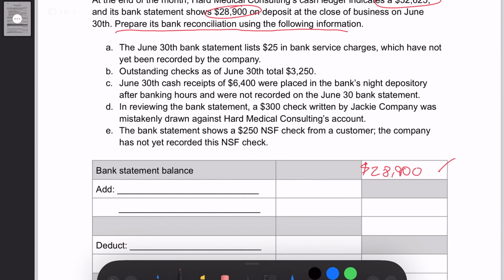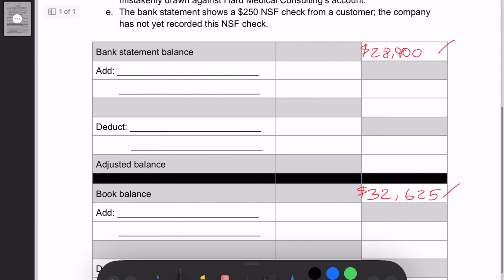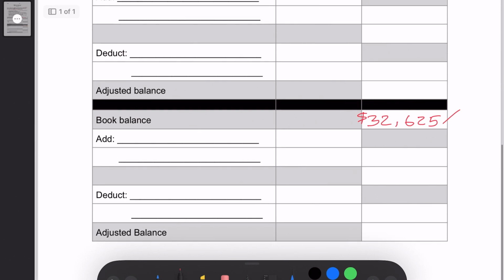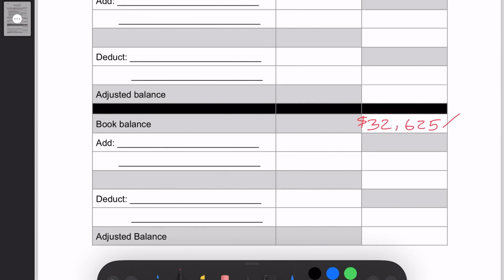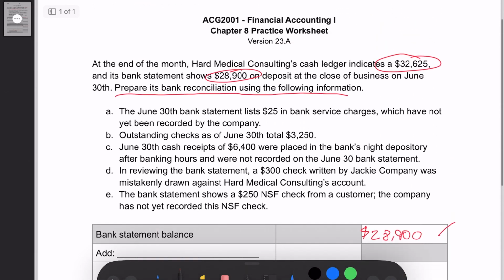So let's read part A. The June 30th bank statement lists $25 in bank service charges, which have not yet been recorded by the company. Like we discussed briefly in our rules of thumb, service charges would be deductions to the book side. So we'll scroll down to the book section of the bank rec and we'll say service charges for $25. So part A, check.